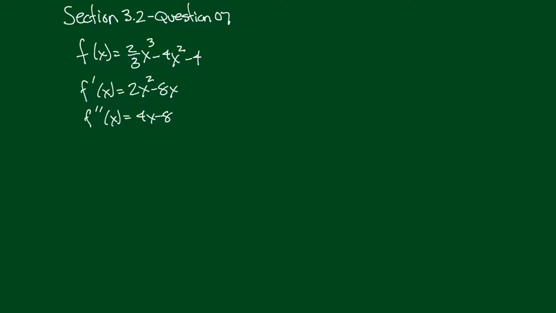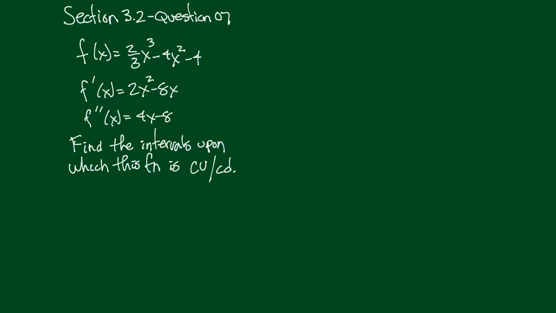So in problem 7, most of the work is done for us. What we're trying to do is find the intervals upon which this function is concave up and concave down. So we know that to do that, we need to get the hypercritical values, and those come from the second derivative, and we just happen to be given the second derivative right here. So all we have to do is set it equal to 0, right? Just ask that first question.